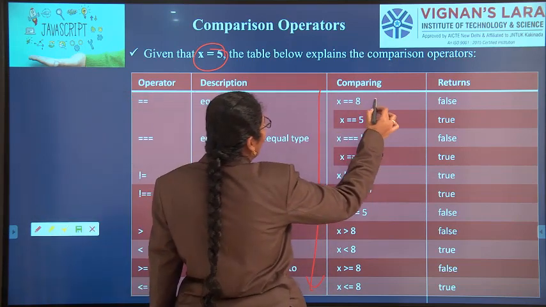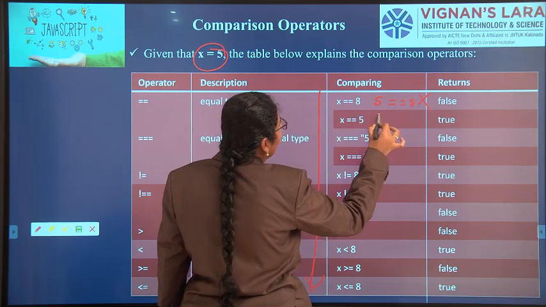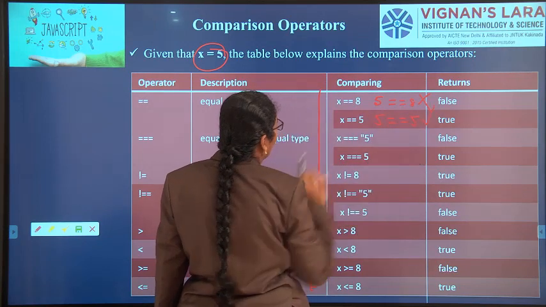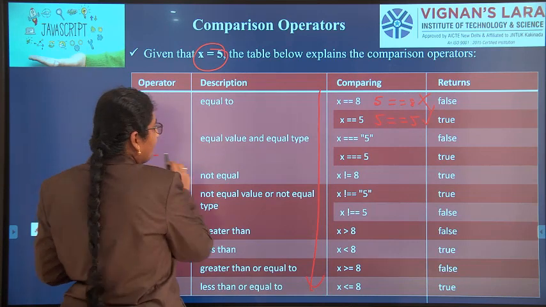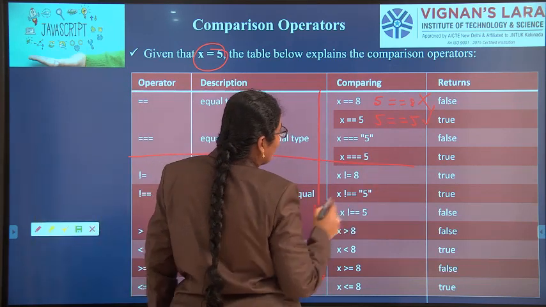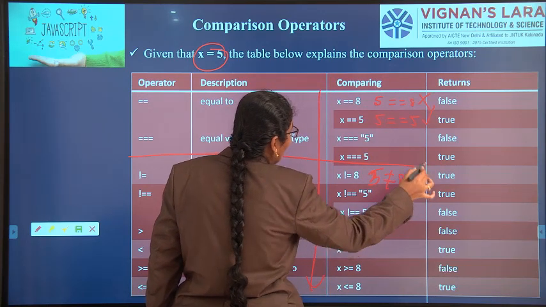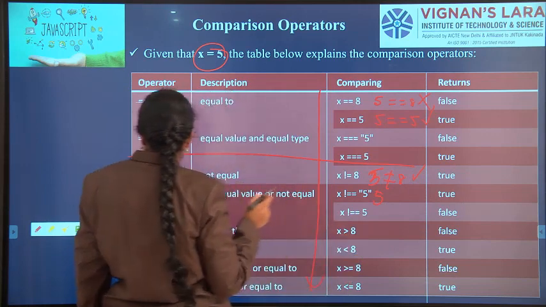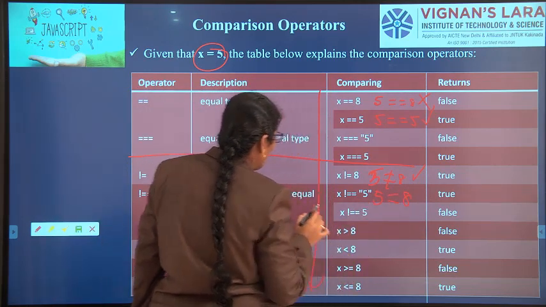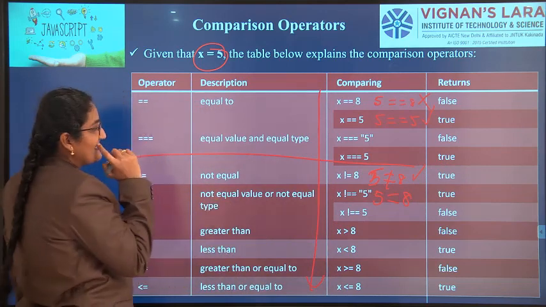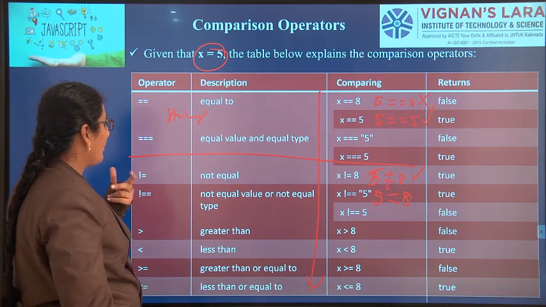First I have taken x value 5. 5 equal to 8: false. 5 equal to 5: true. So that is equal to. Then coming to not equal to. 5 not equal to 8: true. 5 equal value of 8. See here, when we consider 5 as a string, we'll change some operators, which we'll talk about in the next class.